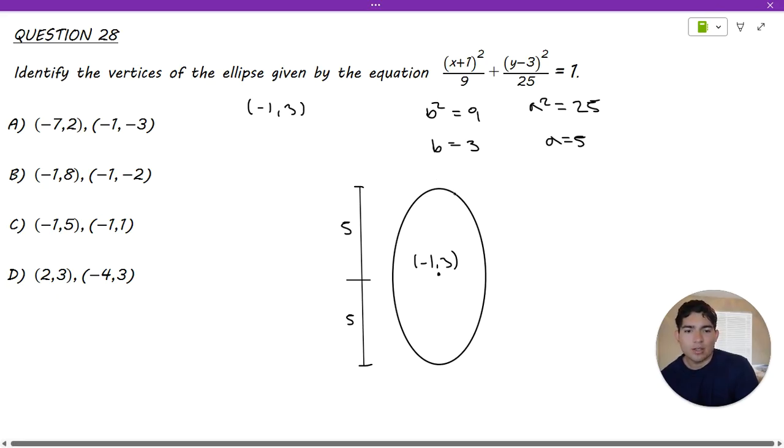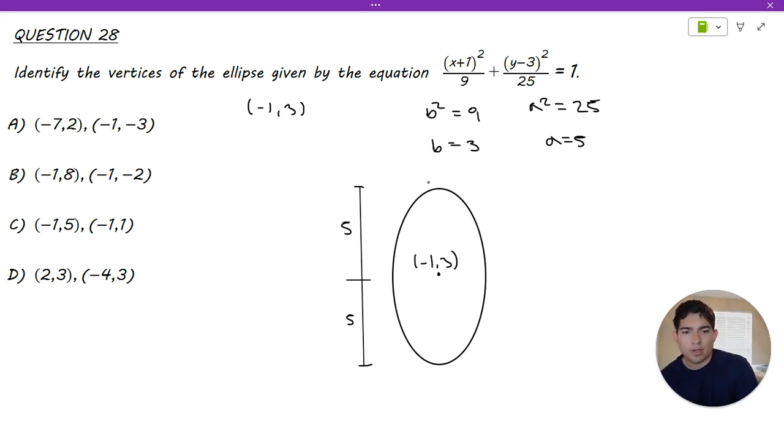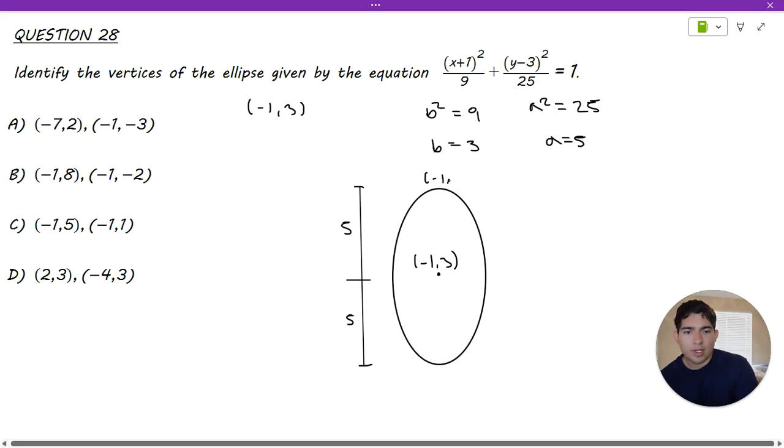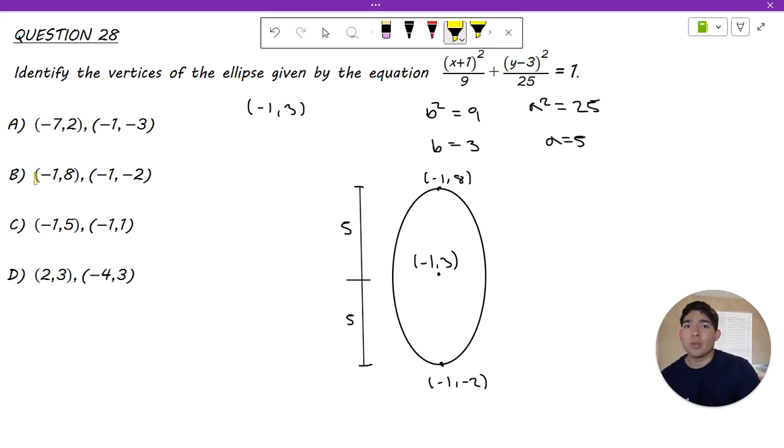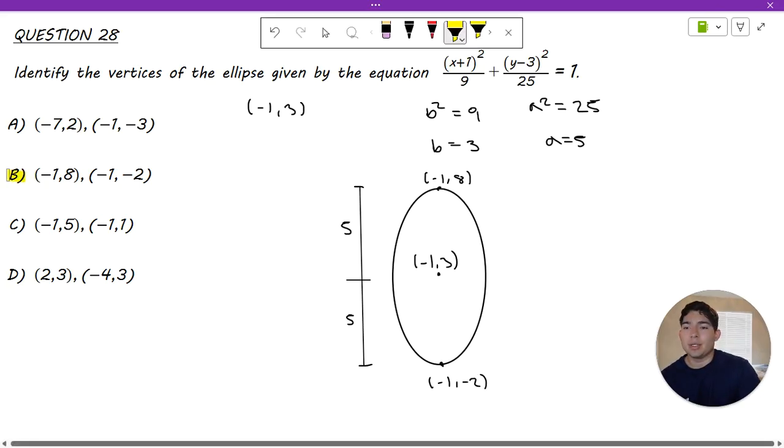So if we just add and subtract 5 from the y coordinate of the center, we're going to get that one of the vertices is at -1, 8, and the other one is going to be at -1, -2. So if we take a look at the multiple choice, the answer is going to be B.